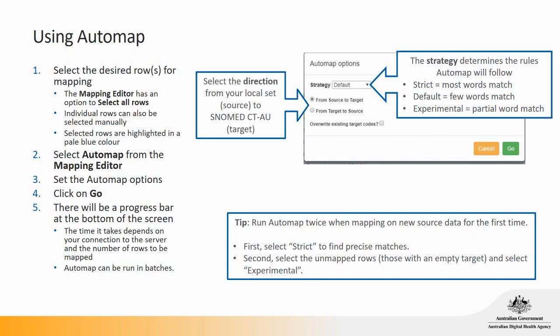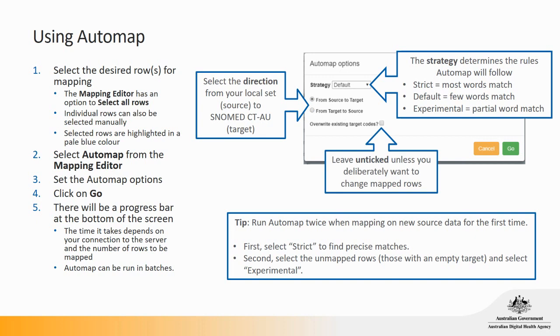Next, select the direction, which is almost always from source to target. And finally, you have the option to overwrite existing target codes, but I would leave this unticked unless I deliberately wanted to change any mapped rows. Once these options are set, click Go and there will be a progress bar at the bottom of the screen. Now the time it takes depends on your connection to the server and the number of rows to be mapped. Generally, it should only take a few minutes. You can interrupt Automap if you need to, or better yet, run Automap in smaller, more manageable batches.